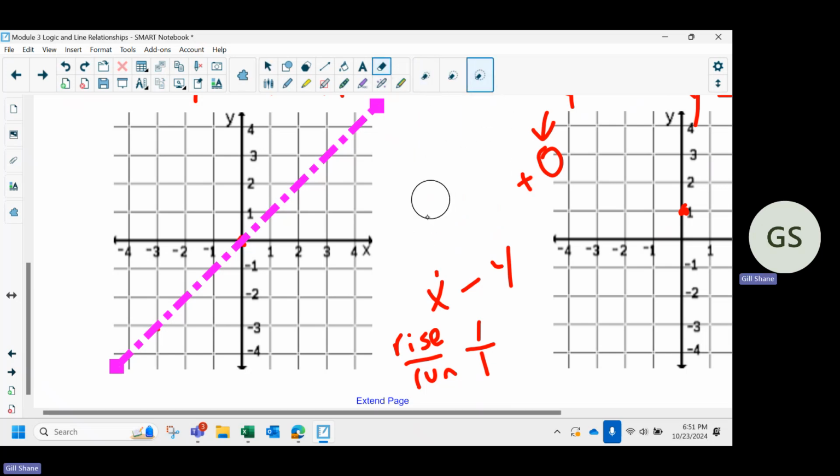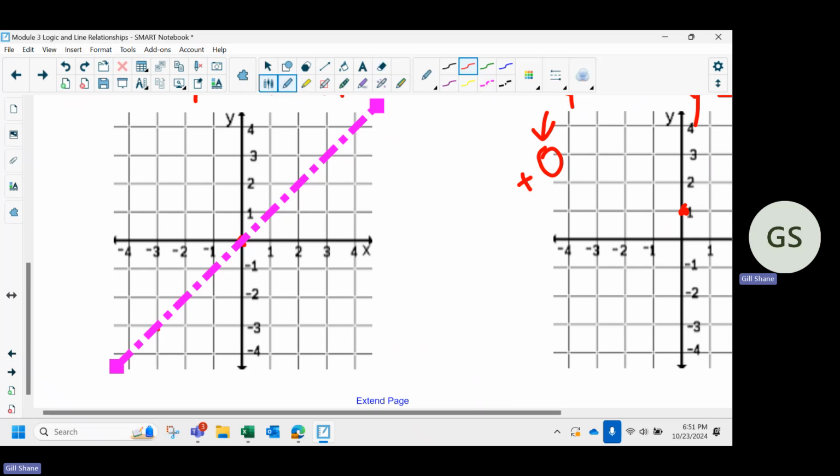So the original problem said reflect over y equals x. It would be the same thing as if it said reflect over x equals y. And it could say across, not just over. Again, that's the same thing as saying reflect over y equals x. I'm sorry, x equals y.